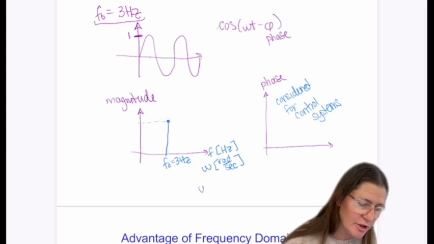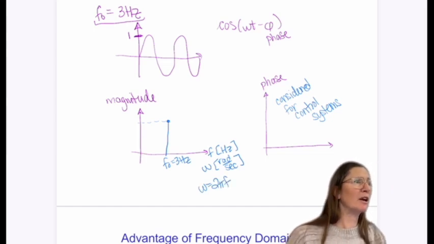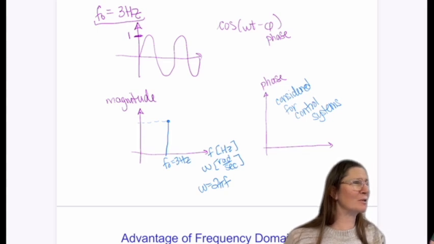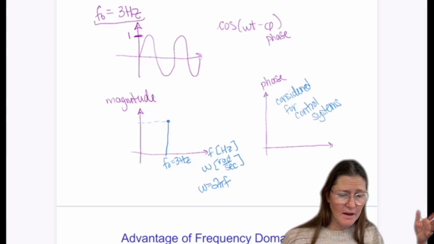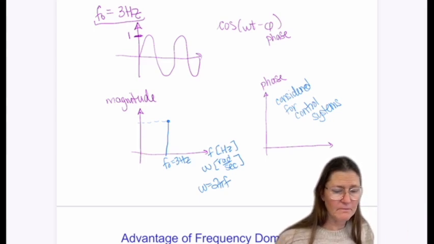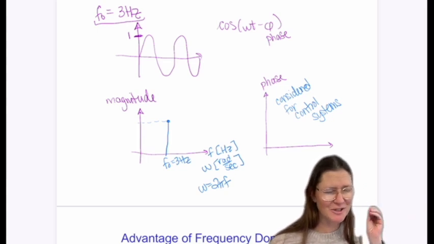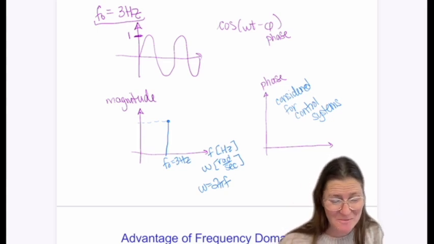And to convert, if you know your hertz, the frequency of the signal you have, you just do 2 times pi of that to get the omega.